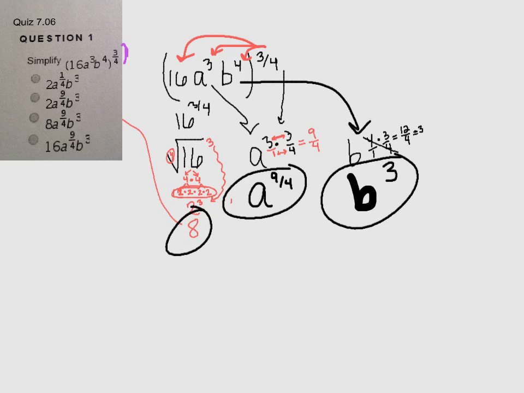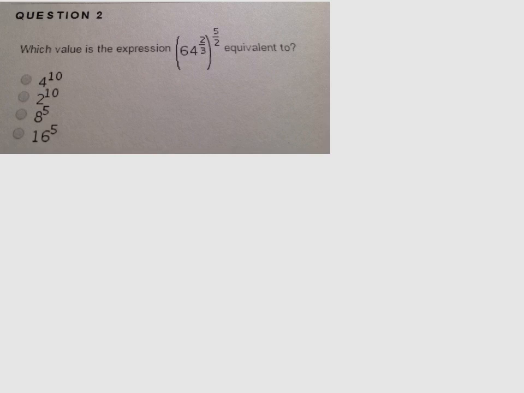Okay, moving on to question number 2. Which value is the expression 64 to the 2/3 raised to the power of 5/2 equivalent to? So we should just work this out similar to what we did just now. I'm sorry, the 64 already had 2/3 on it. So what you're going to do is multiply the 2/3 and the 5/2. So it's going to be 64 to the power of, 2 times 5 is 10, and 3 times 2 is 6.